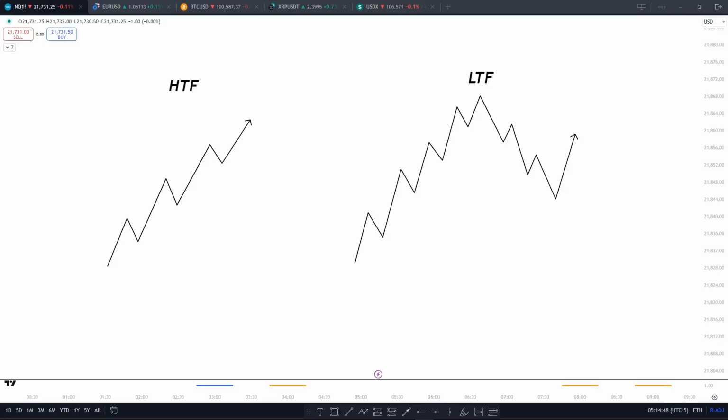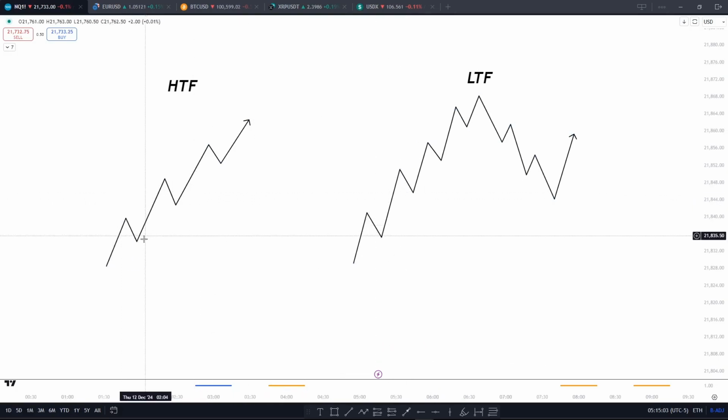Right, so as you can see here, I've drawn out a schematic of the higher time frame and the lower time frame. What I want you to see is this lower time frame schematic is a fractal of what is going on inside of this retracement right here. This box is exactly what this lower time frame looks like.